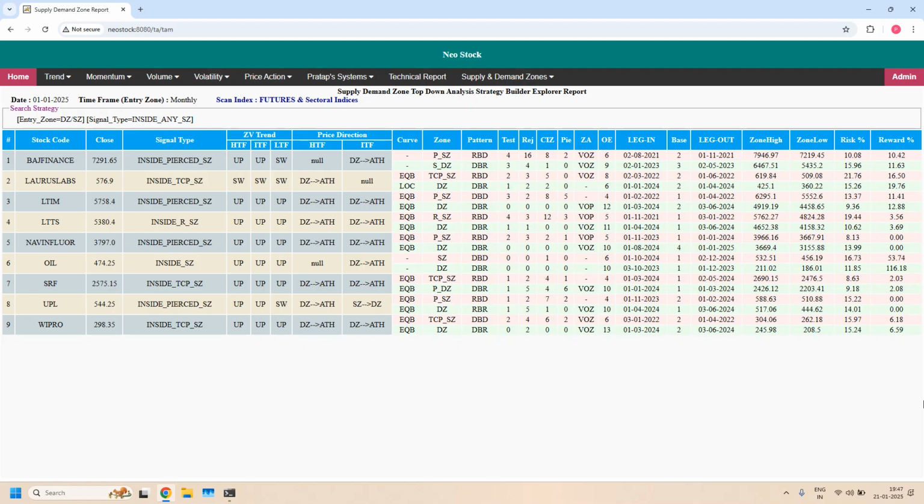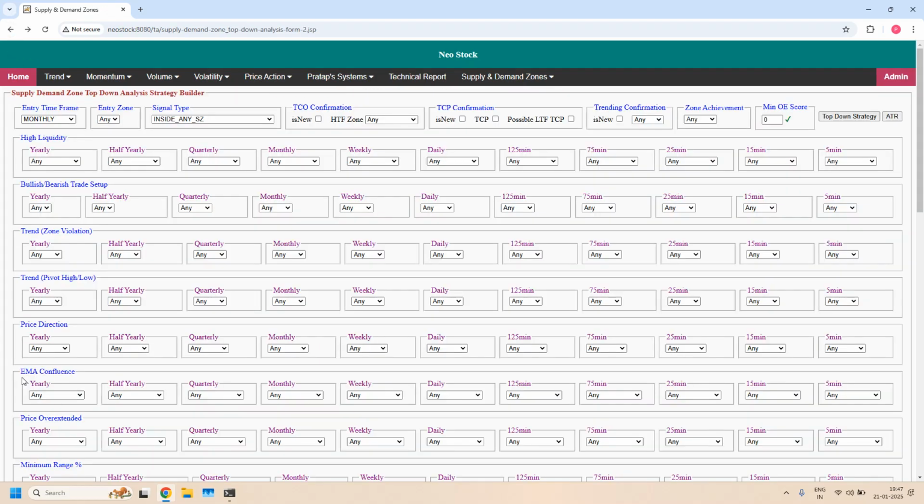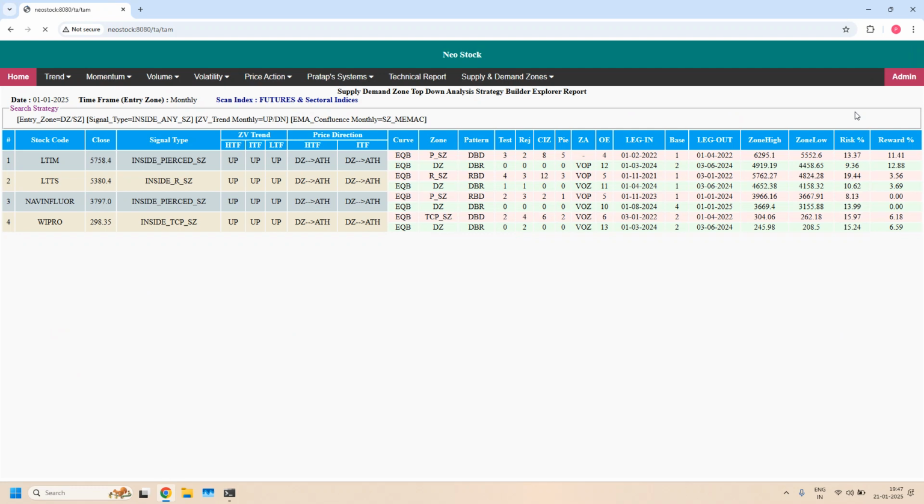Out of these 9, how many of these monthly supply zones are having monthly EMA Confluence? Let's verify. I am setting the filter: monthly supply zone having monthly EMA Confluence, and trend on the monthly time frame should not be sideways. It can be up or down. So now the list is reduced. We got 4 stocks, and in these 4 stocks, these 4 monthly supply zones are having monthly EMA Confluence.